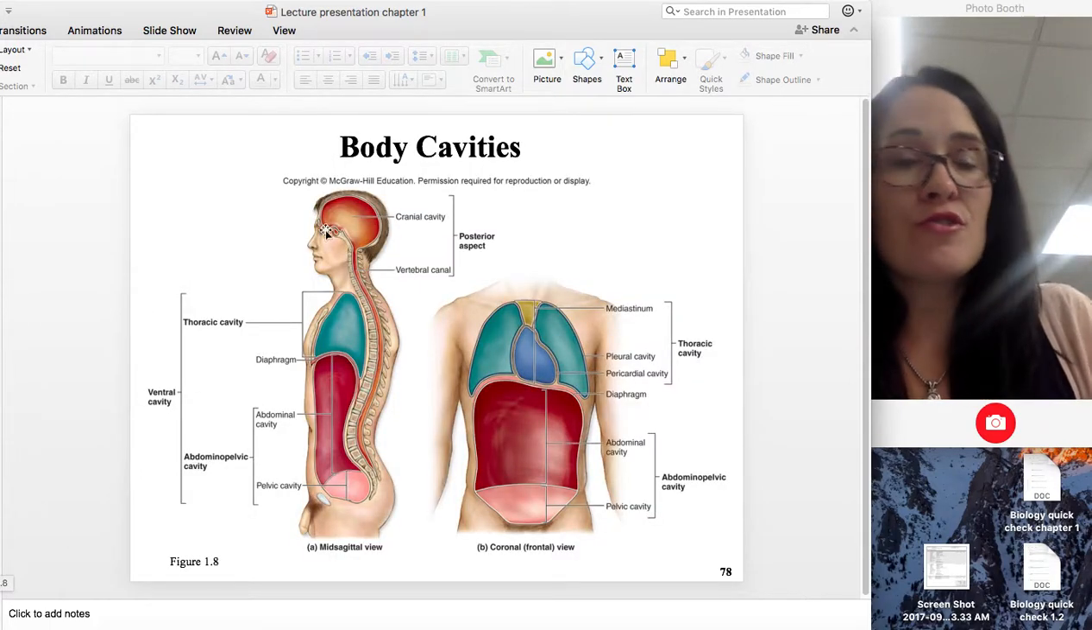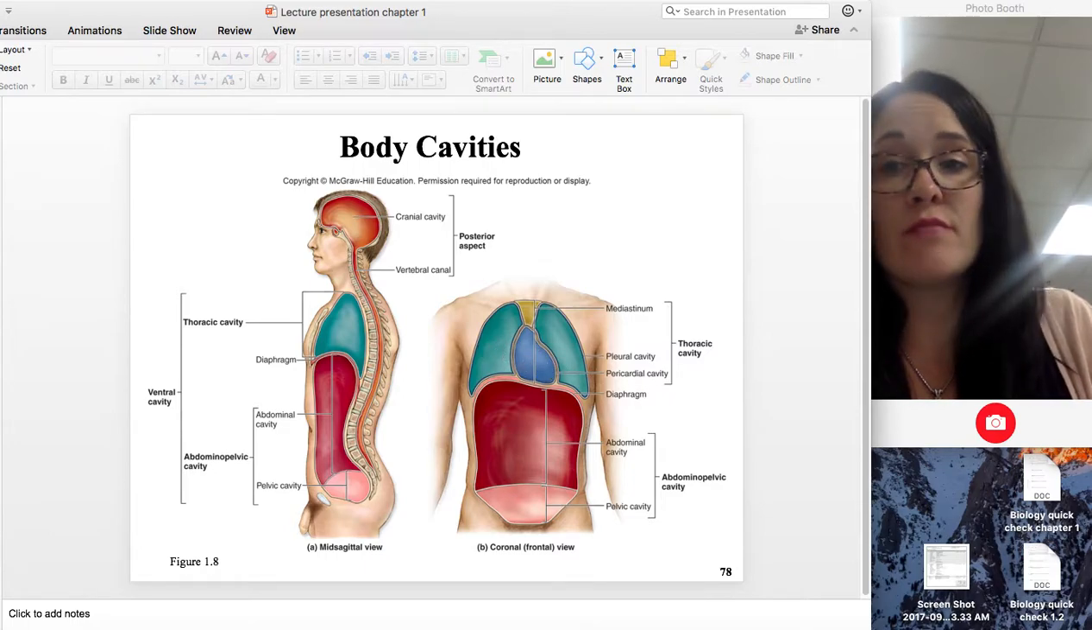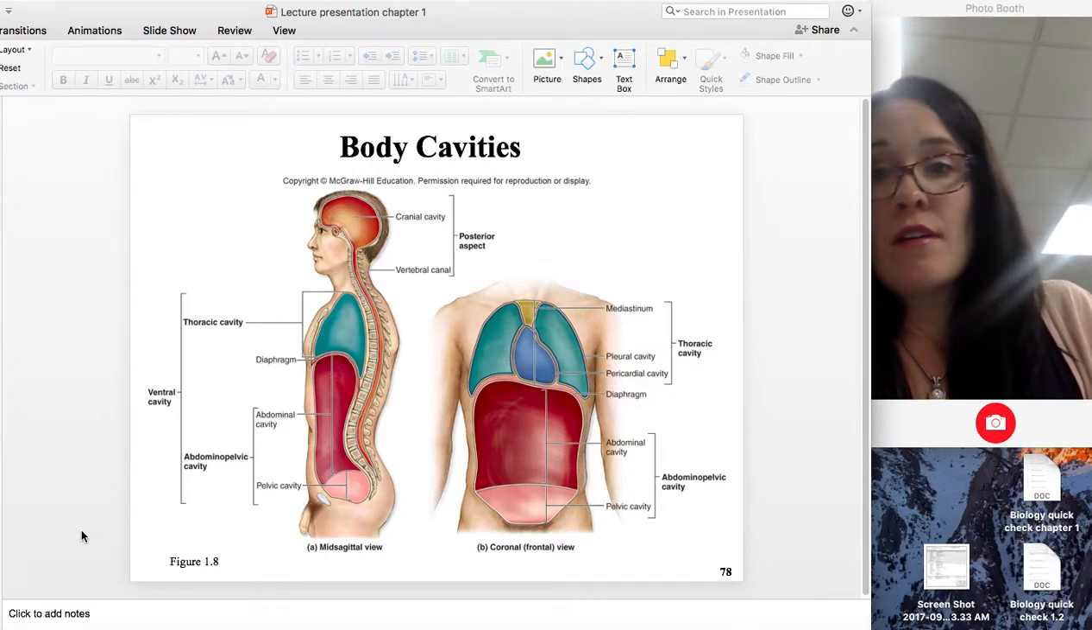This is a great image to show those different body cavities that I've already mentioned, the lungs in turquoise, the heart in blue, etc.